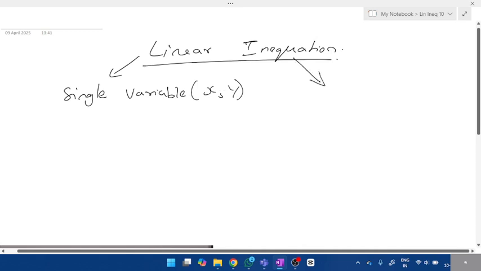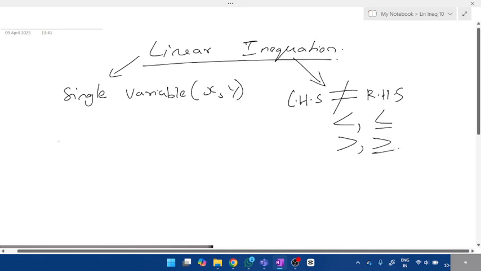Inequation. Inequation means not equal to. If it is not equal to, that is, left hand side is not equal to right hand side. The meaning of not equal to is that the left hand side can be lesser than or lesser than equal to, or it can be greater than or greater than equal to.